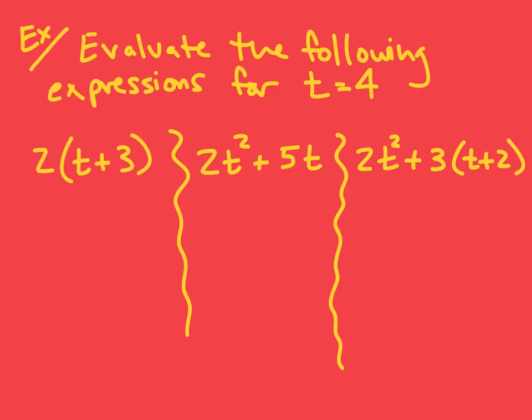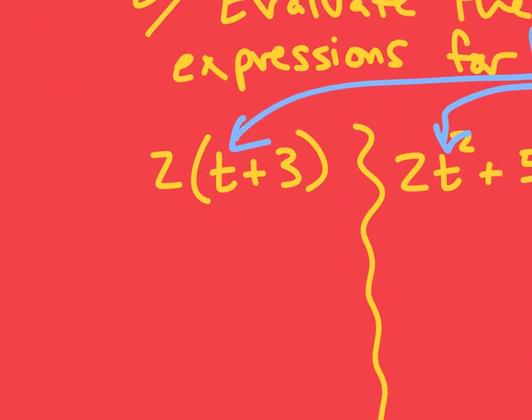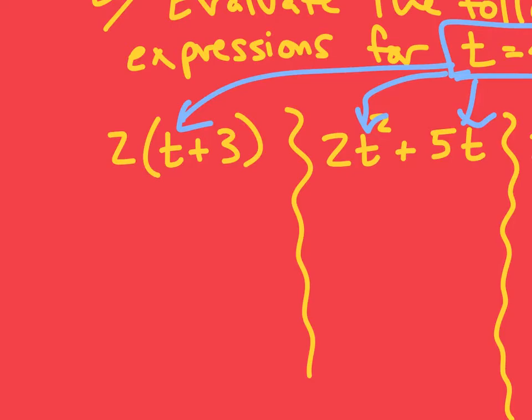In my next example, I want to evaluate the following expressions for when t is equal to 4. I've got 3 different expressions here. Again, I'm going to substitute my value of t equals 4 into all of the different t's that I see in each of these expressions. All right, so let's start off with the first one: 2 times t plus 3.